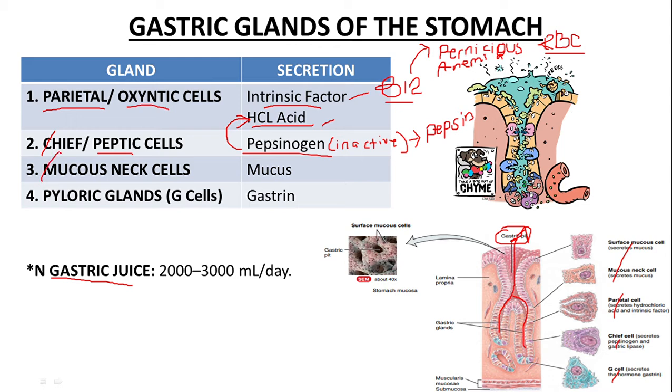Next, you have your mucous neck glands secreting mucus, which also protects the lining of your stomach. And lastly, you have your pyloric glands containing G cells able to secrete gastrin, which is a hormone. The gastrin is sent into the blood, circulates until eventually it goes back to your gastric pit to help with the secretions.